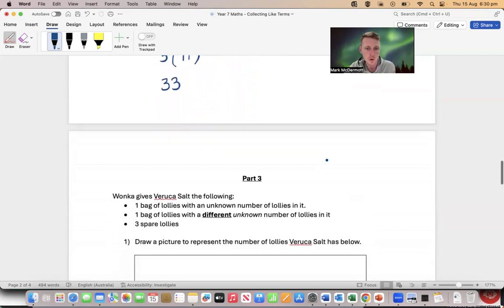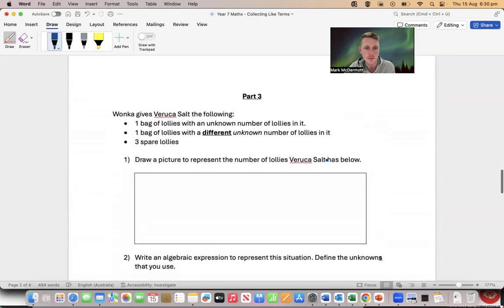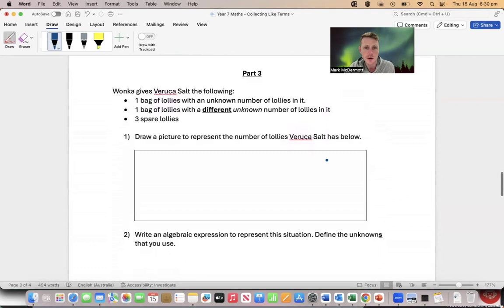All right. Wonka gives Veruca Salt the following: 1 bag of lollies with an unknown number of lollies in it, 1 bag of lollies with a different unknown number of lollies in it, and 3 spare lollies. Draw a picture to represent this situation.